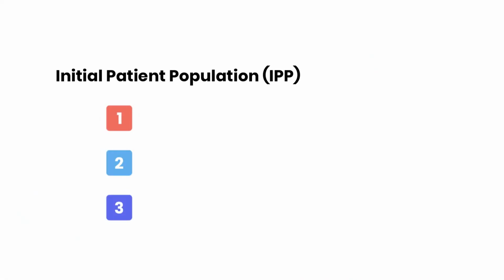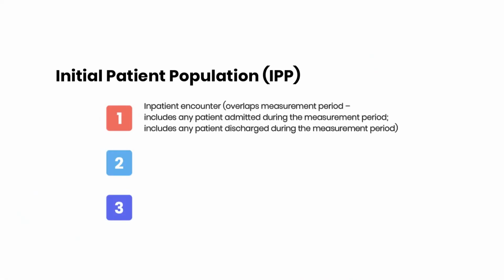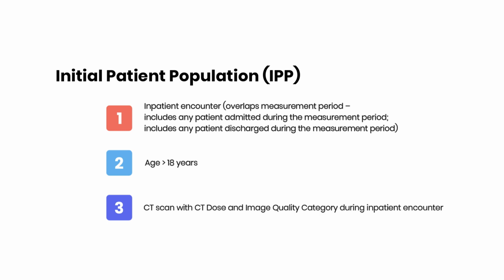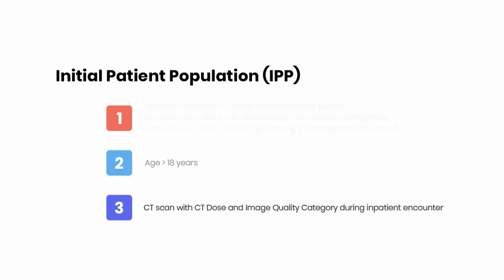The initial patient population, or IPP, includes all patients with a qualifying CT scan performed during the reporting period. So the patients must be 18 years of age or older and receive a CT scan during their hospital stay. The patient's scan must have a CT dose assigned to it and include an image quality category. The patient does not need to be admitted or discharged during the reporting period. Just some part of that encounter has to cross the reporting period.